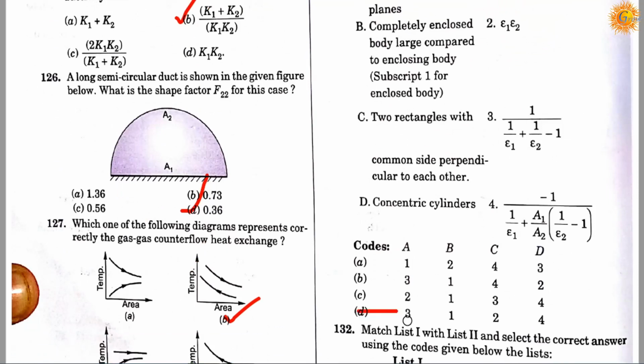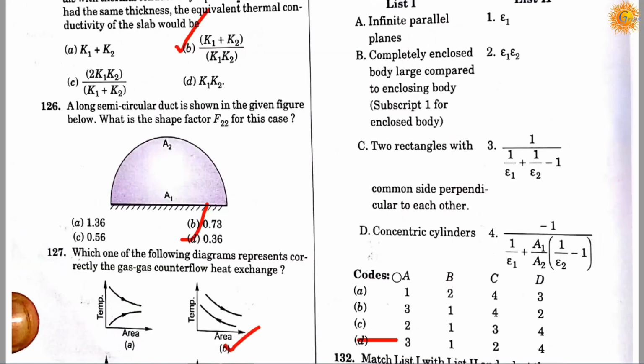According to answer D, A is infinite parallel planes, connected to the relation 1 upon 1 upon epsilon 1 plus 1 upon epsilon 2 minus 1. And the completely enclosed body large compared to the enclosing body, with subscript 1 for the enclosed body, has the relation epsilon 1.